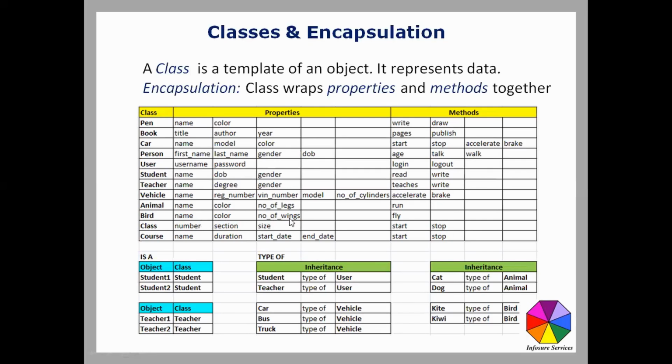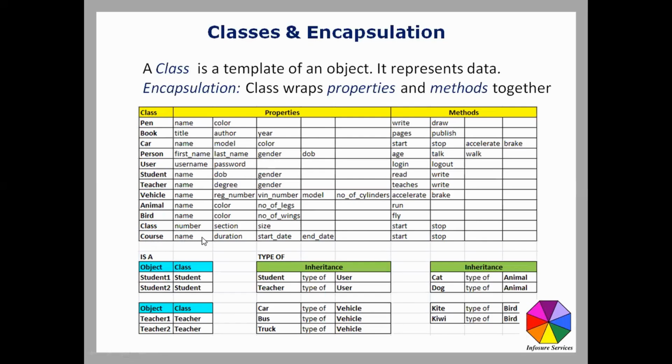A bird, and so on. Name, color, wings, number of wings. It could have two wings. Bird can fly. Okay, you're getting to think in terms of a class as what are the properties of the class and what can this class do.